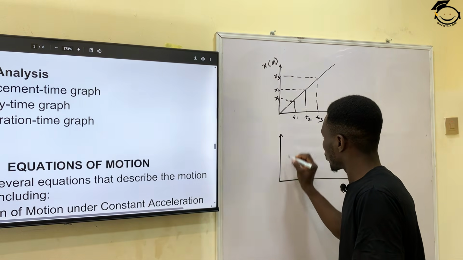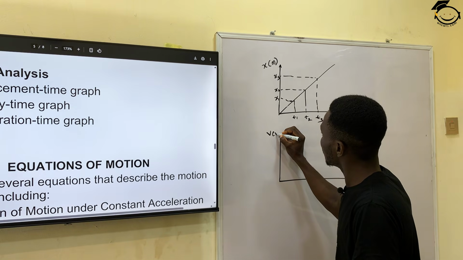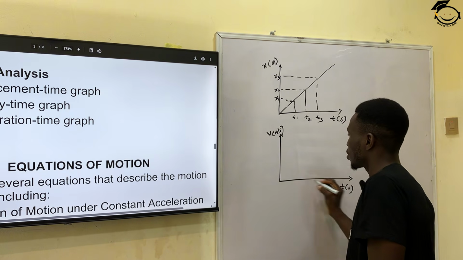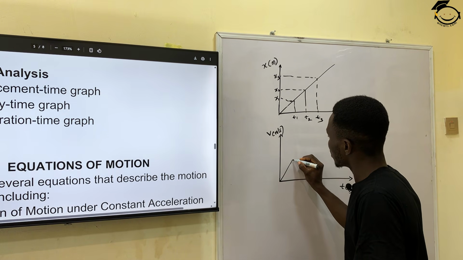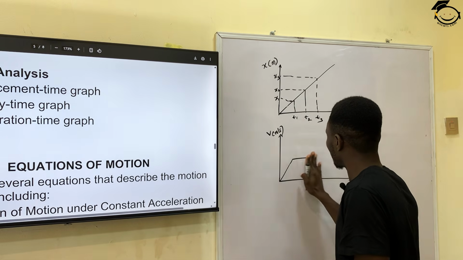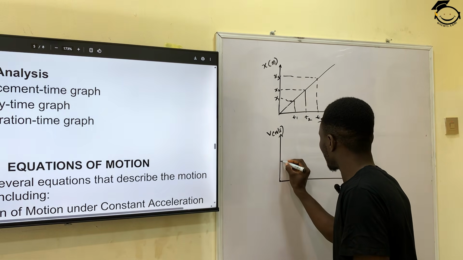The same also goes for your velocity time graph. So in your velocity time graph, I have velocity here measured in meters per second, and I have my time here measured in seconds. So your velocity time graph combines this. If I have something like this, this is my velocity time graph.